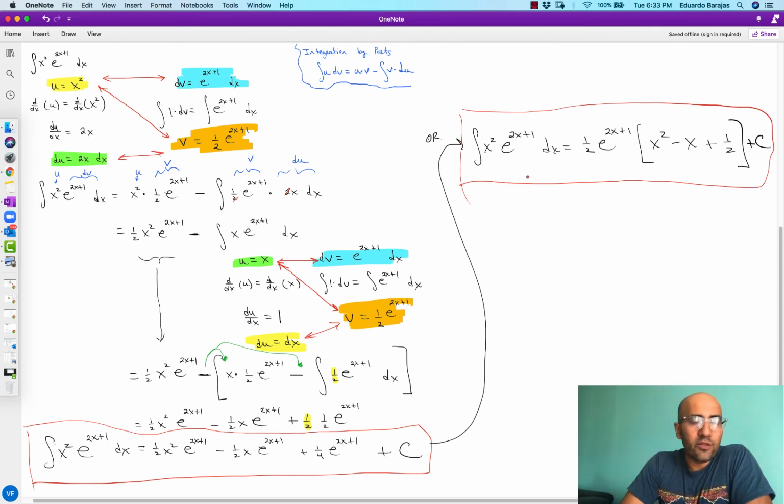Okay, so hopefully what we've learned from this is that sometimes, if you don't succeed, try again. You might have to repeat the integration by parts process more than once. Twice the fun.